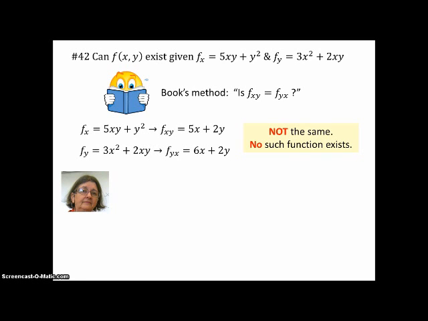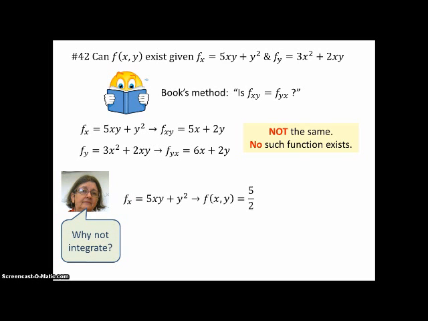But I say, why not integrate? For example, we could take our f sub x derivative. Someone has taken the derivative with respect to x, so we just go backwards. And so y is treated as a constant, and so in the first term we integrate 5x and get 5 x squared, keep the y as a constant. And then the antiderivative of y squared, if it's just a constant, would be y squared times x plus c.